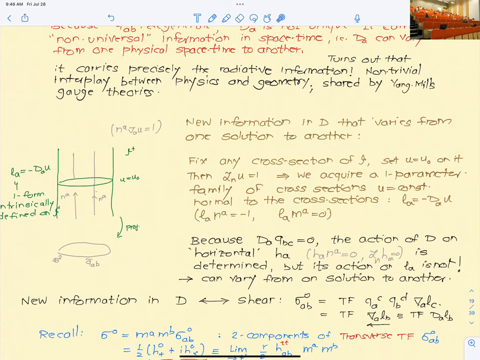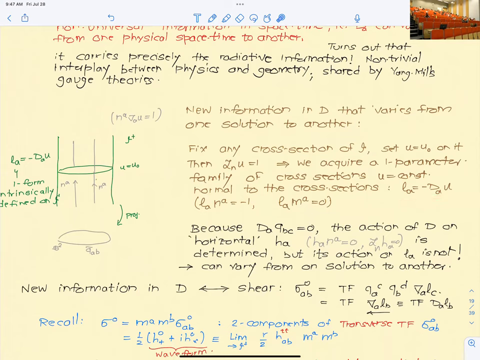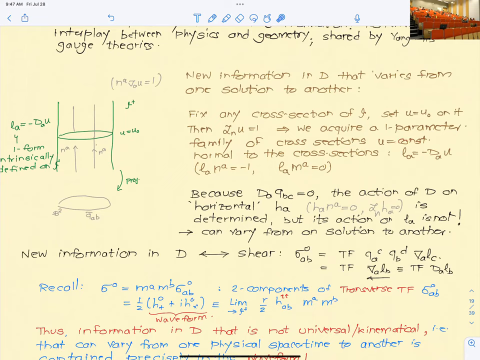So what is left? The horizontal ones are like d theta and d phi. These are the horizontal one-forms which are lifted from the base. But there's another one-form, which is D_a u. So if I look at u equal to constant cross sections up here, so you set u equal to u naught, and then Lie drag u by n, you'll obtain a one-parameter family of cross sections, u equal to constant, and we can take the covariant normal to them. And this covariant normal is not horizontal, because clearly n^a l_a is equal to minus one. It's not equal to zero. And the extra information in D is just what it does to these non-horizontal one-forms.